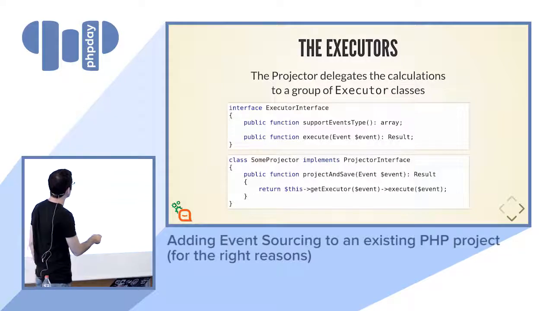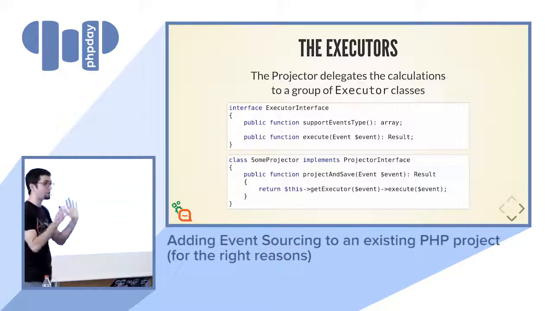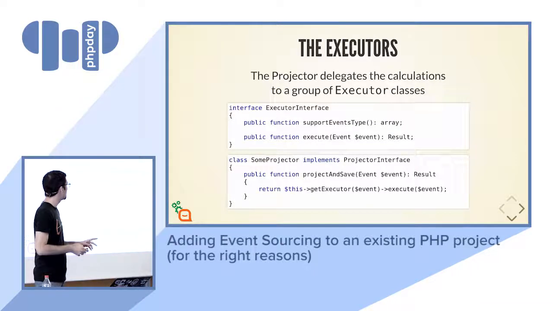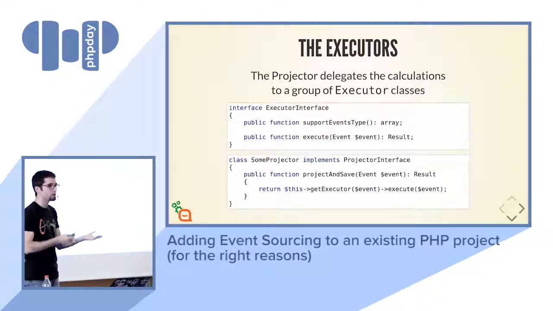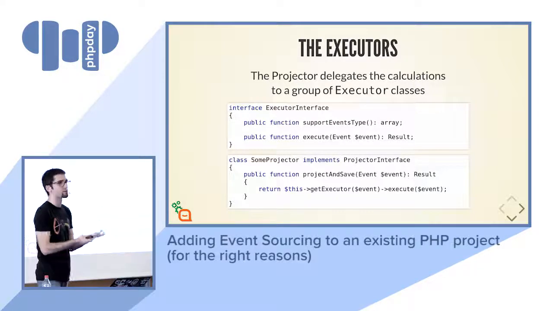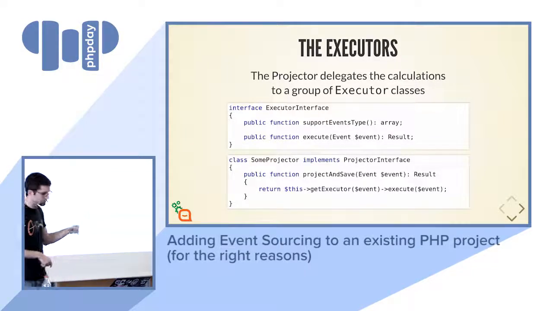In the interface, we return an array to say which events we support, because we had some cases where we had similar events that could be handled in the same way. For example, we had two different events when we were selling an insurance and when renewing an insurance, but it's basically the same. They had a lot of fields in common, so many times you could ignore the difference. And obviously we have an execute method, which gets the event and goes forward.